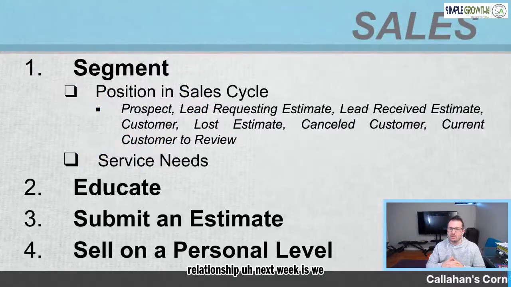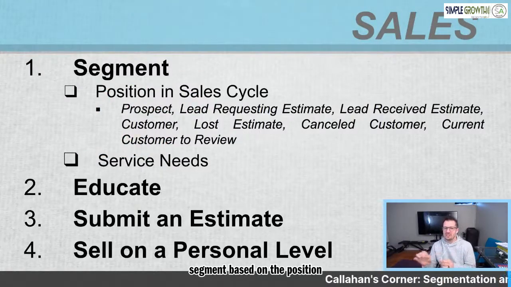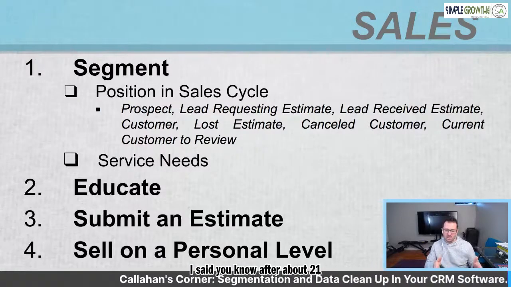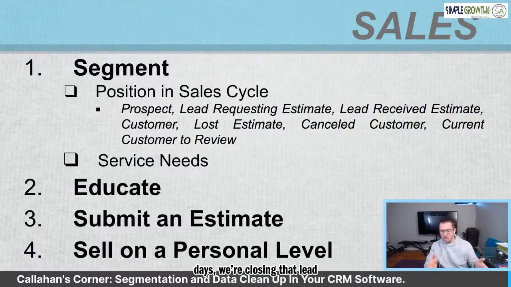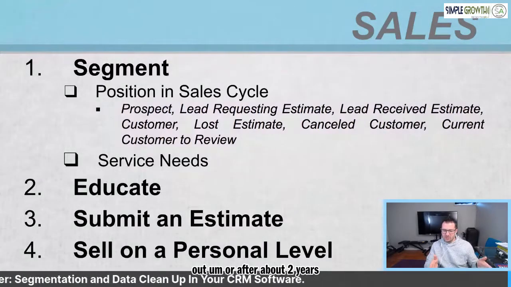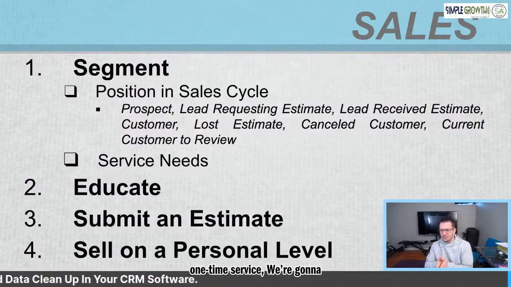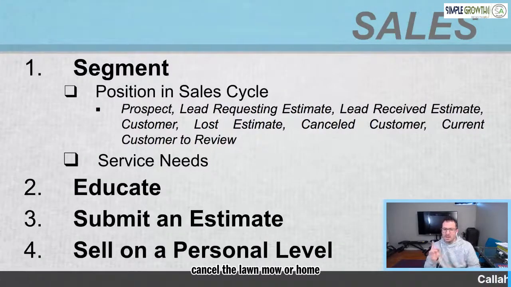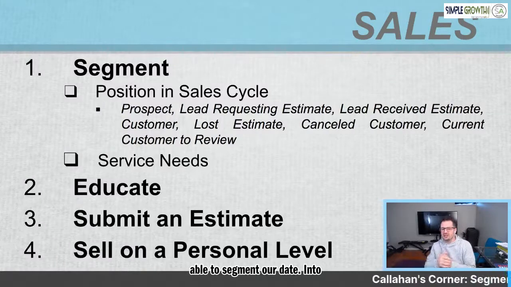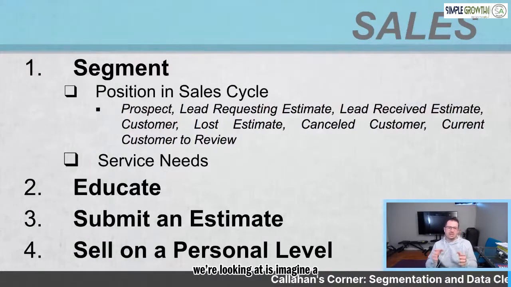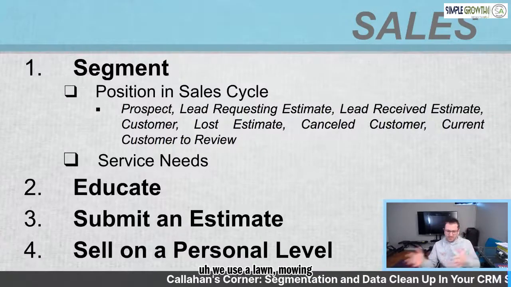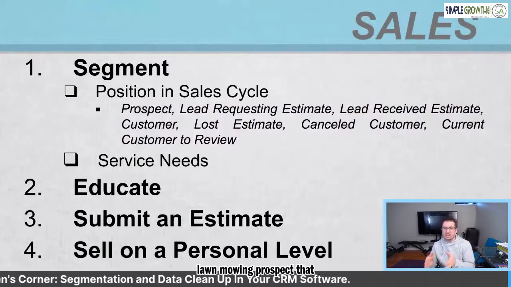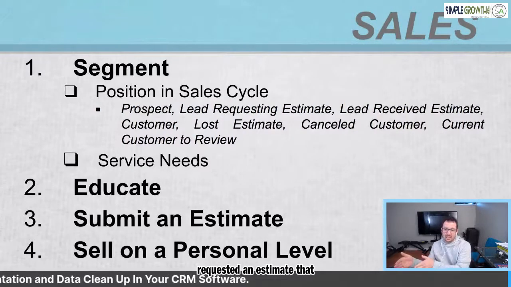Next, we want to be able to segment based on the position in the sales cycle. So as you're looking at a play where I said, after about 21 days, we're closing that lead out. Or after about 2 years of somebody just using a one-time service, we're going to close them out due to inactivity, or we're going to close them out because they canceled the lawn mowing or home cleaning service. We want to be able to segment our database into these areas. So imagine we use a lawn mowing example. This is the same for home cleaning. It could be a lawn mowing prospect, and then a lawn mowing prospect that requested an estimate that needs to be closed, won or lost.